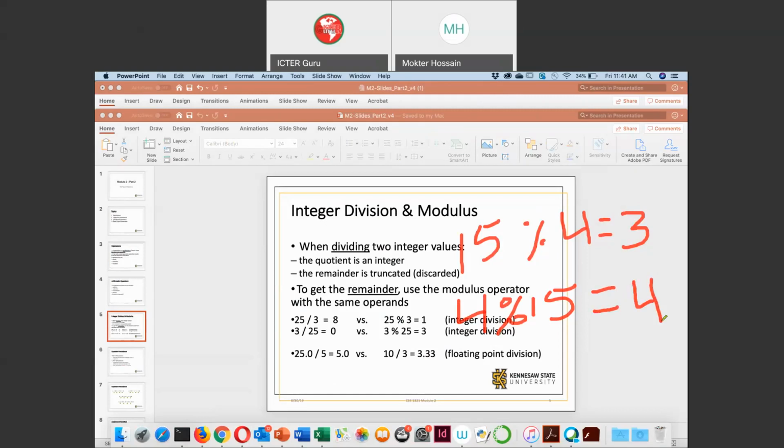But if I say 15 plus 4, what is that? 19. If I say 19 modulus 15, what is my result? Still it is 4, right? Anybody has any question about this modulus operator? Okay, thank you.